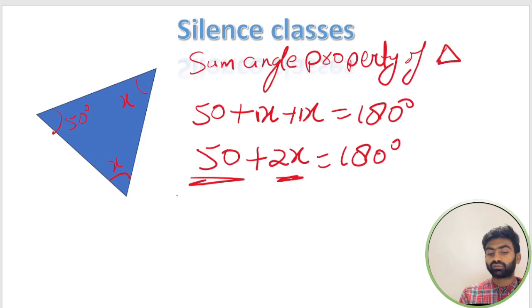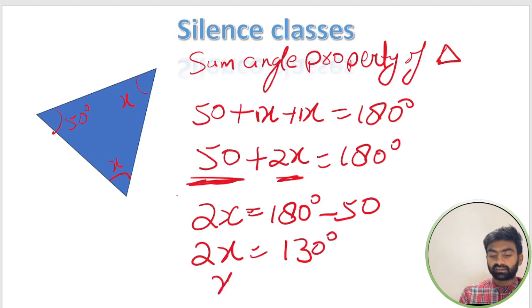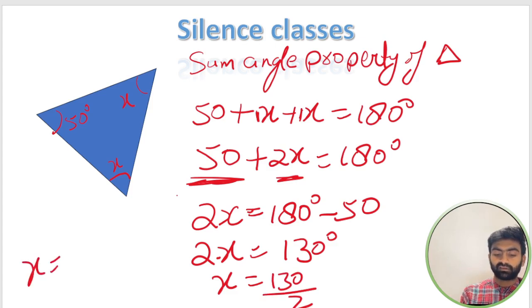We have to find out the value of x, so we will move 50 to the right hand side. 2x is equals to 180 minus 50, so 2x is equals to 130 degree. So if we have to find out the value of x, there is a multiplication sign. If there is no sign between, then there is a multiplication and it will move to the division. So 130 divided by 2. So x is equals to 75 degree. x is equals to 75 degree is the answer.